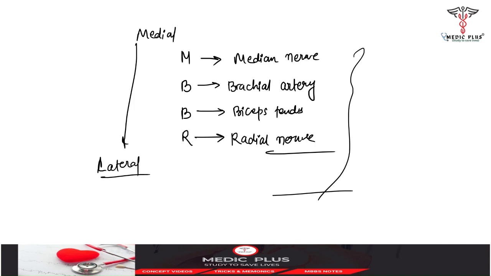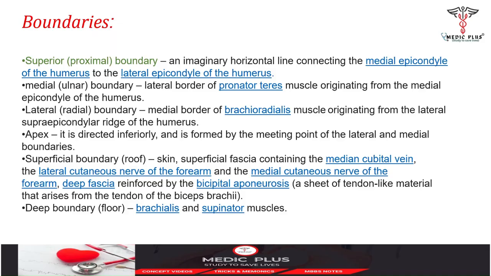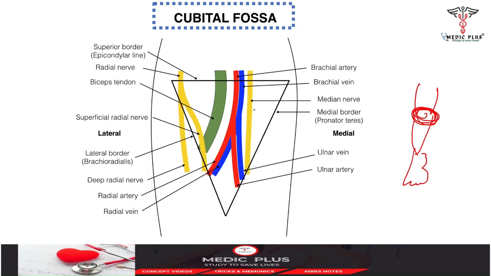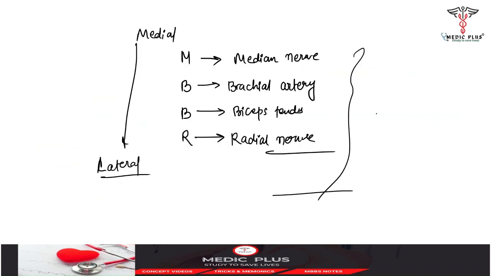Now, the last thing is applied anatomy. First of all, you have already seen in your life that someone has felt your pulse in the cubital fossa while measuring blood pressure. While measuring blood pressure, the brachial pulse is felt in the area of the cubital fossa. So the brachial pulse is the clinical significance.